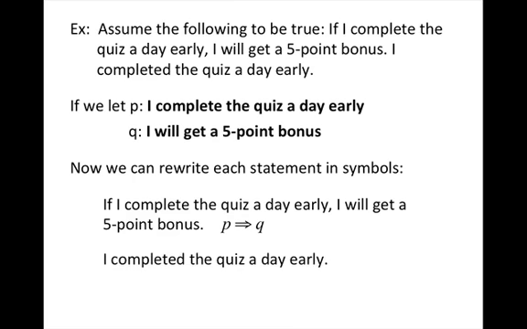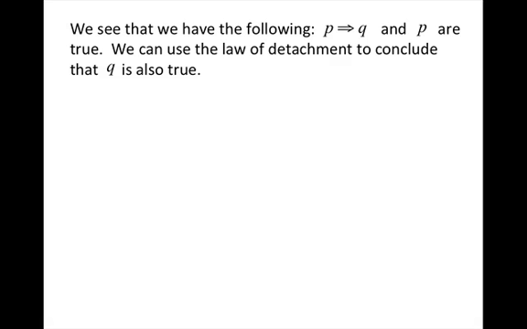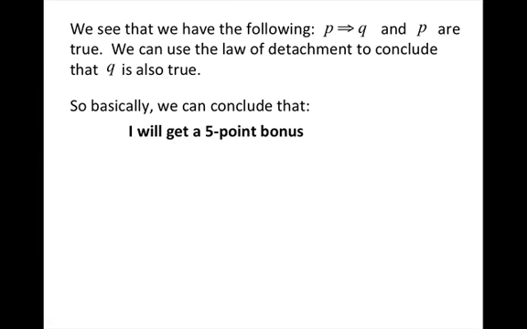My second sentence was, I completed the quiz a day early. This was my P. Well, we were told that both of these were true. So we see that we have the following, P implies Q and P, and we were told they were both true. Since we were told both of these were true, the law of detachment lets us know that the Q is also true. So basically we can conclude that Q is true, and Q was, I will get the 5-point bonus.